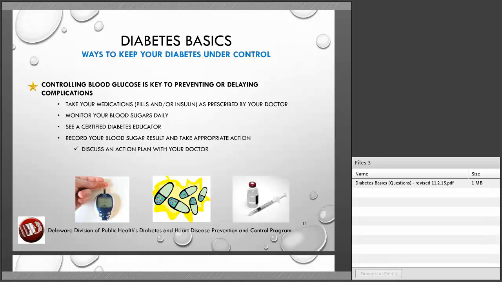And record your blood sugar results every time you take your blood sugar, and take appropriate action as a result of the immediate blood sugar results. This plan of action should be discussed with your doctor.